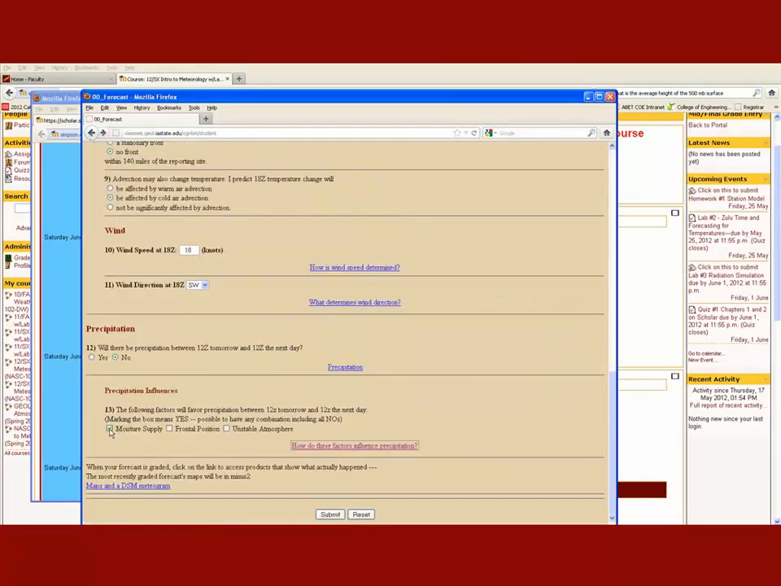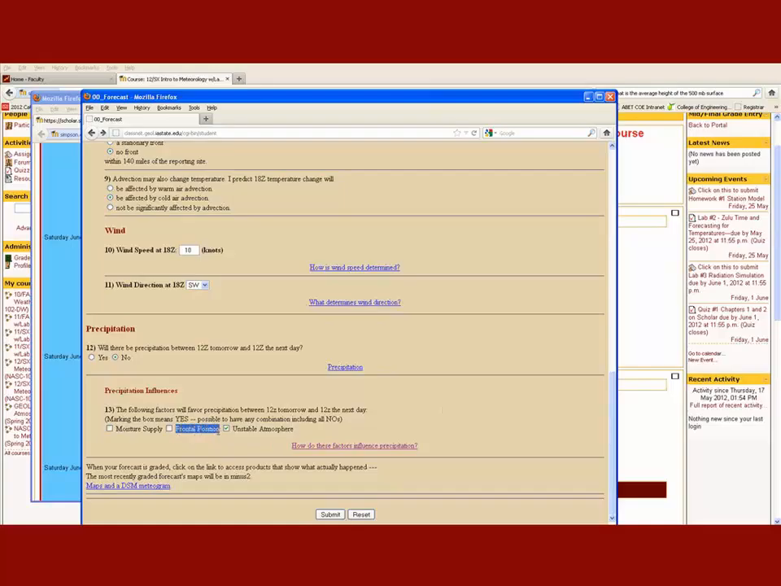So let's say I said it was dry, so I want to uncheck this. I don't want to check moisture if it's dry. I can leave it blank, or I can say, yeah, tomorrow will be unstable. Now, I said no on precipitation. But one of the reasons why I said no is if I think there's not enough moisture, and you'll learn how to tell if there's sufficient moisture very quickly in this course, then I'm probably not going to get any precipitation.